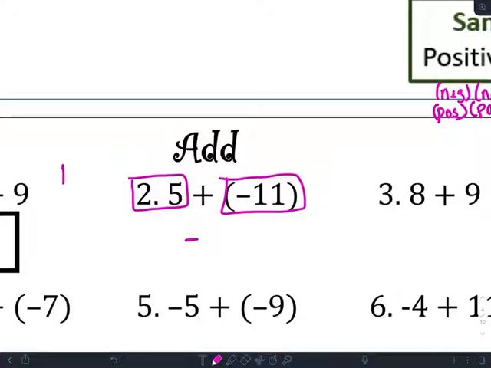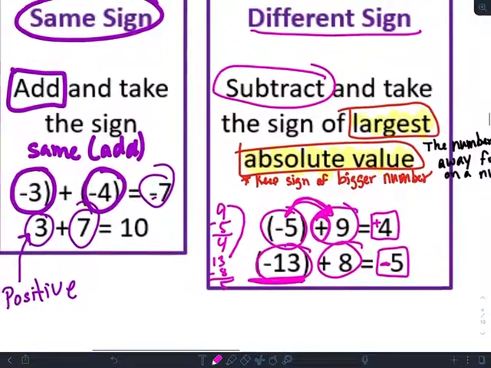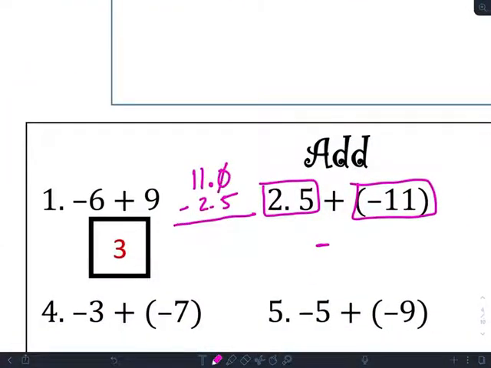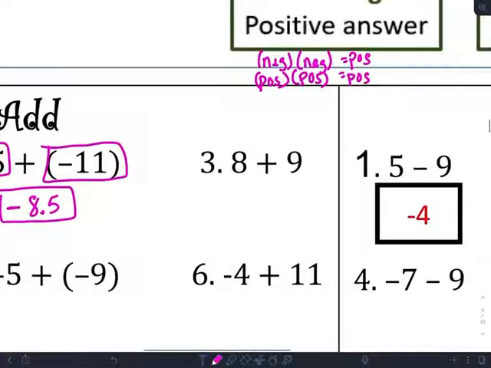So now I'm just going to get 11.0 just for decimal purposes, and 2.5. Don't forget to align them. So remember, my signs are different. We're going to subtract. Okay, so subtract them. So my answer is going to be negative 8.5. Okay. Next example.